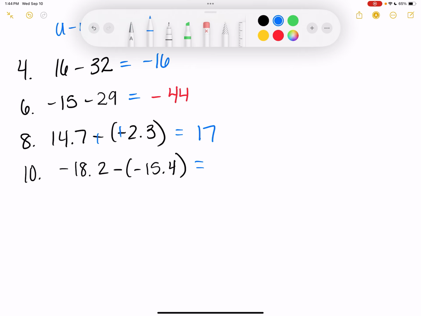All right. Negative 18.2 minus a negative 15.4. So that minus a negative is going to be what? Minus a negative isn't 2.8. You add them. But the answer is negative 2.8. So then I subtract 15.4 from 18.2. 18.2 is bigger, so I keep the sign of that one. So it is negative 2.8.